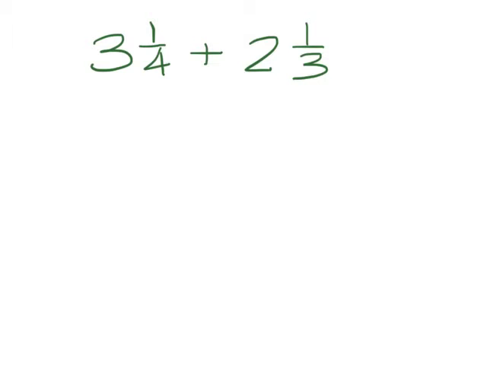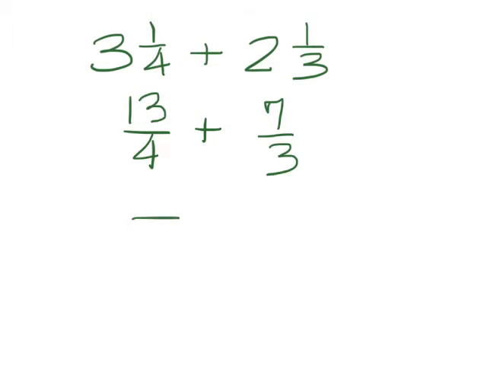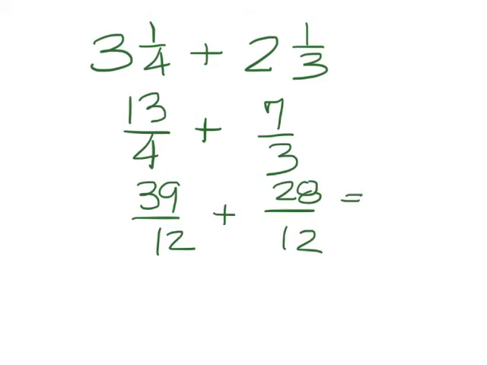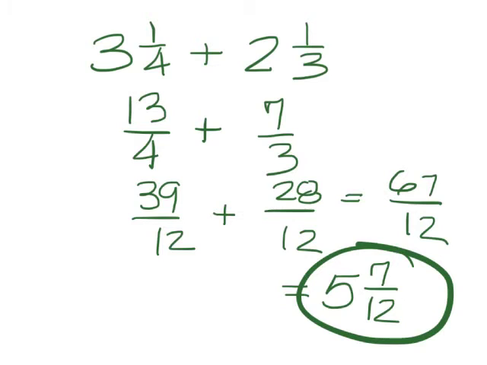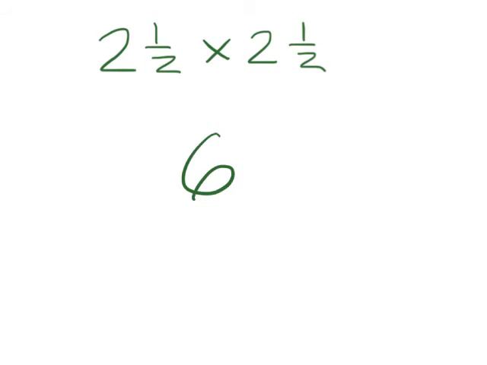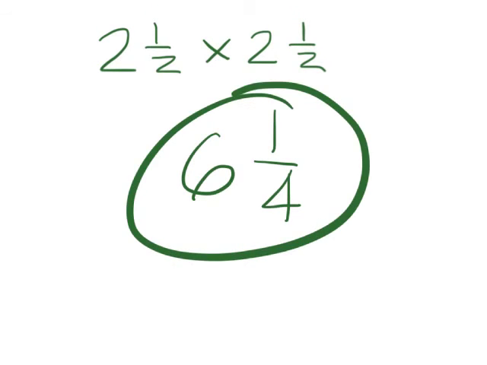For the practice problem, you should have 13 over 4 and then 7 over 3. The common denominator is 12, which would make this 39 and this 28. Add them together to get 67 over 12. 12 goes into 67 5 times with 7 left over. 5 and 7/12. Drop this practice problem off up here. 2 1/2 times 2 1/2. The answer for this problem should be 6 1/4.